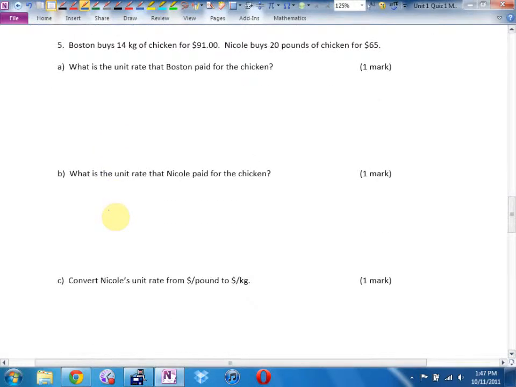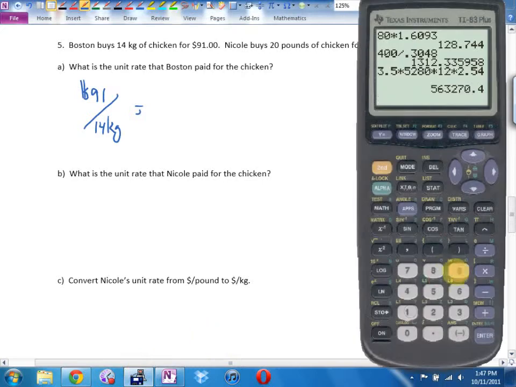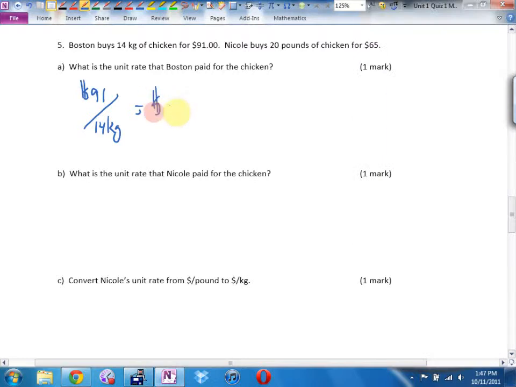Boston buys 14 kilograms of chicken for $91. Nicole buys 20 pounds of chicken for $65. What's the unit rate that Boston paid for the chicken? Unit rate is how much for one unit, one thing, one chicken in this case. That's why the word unit is in the title. How much for one of whatever we're talking about? Well, I think it's going to be $91 divided by 14 kilograms should give me how many dollars per 1 kilogram? $6.50? I don't know. $6.50 per kilogram.